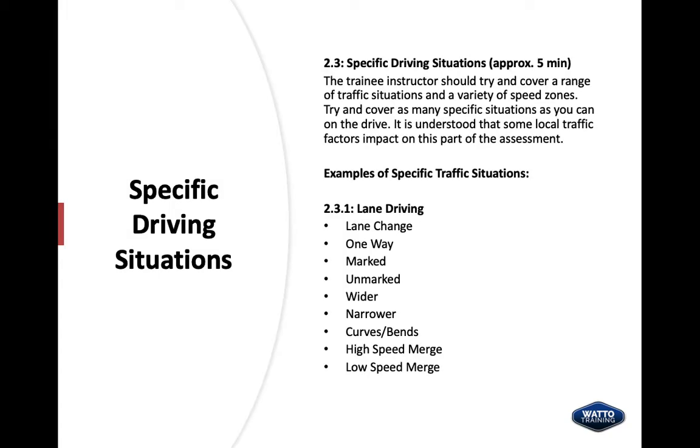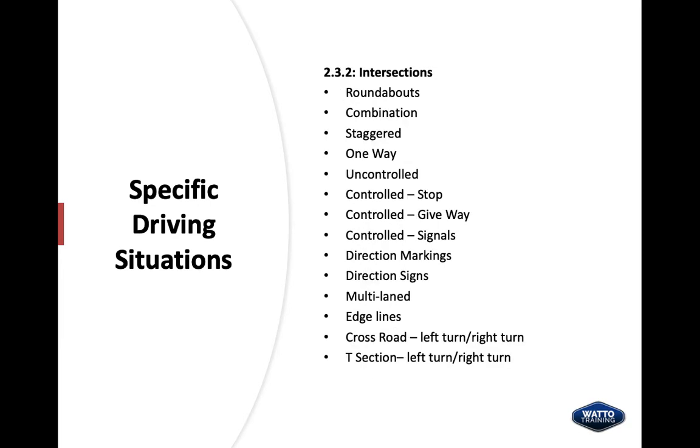Part 2.3 is all of your specific driving situations. So just give us a really good mix of all of the driving situations that a driver would encounter. Left turns, right turns, roundabouts, traffic lights. If you're near a level crossing, a school zone, high-speed merge, etc. So I've just listed all those off: stop sign, giveaway sign.